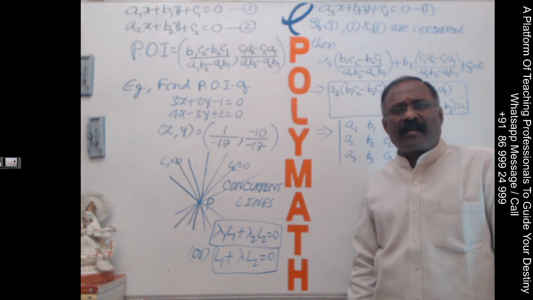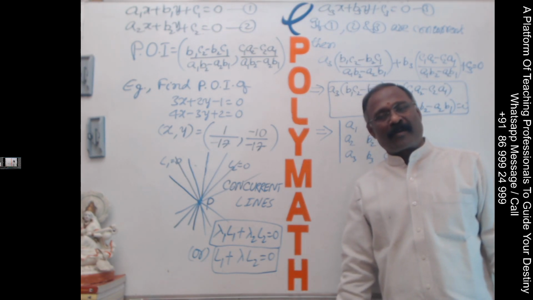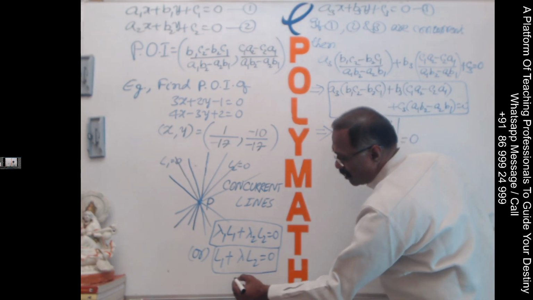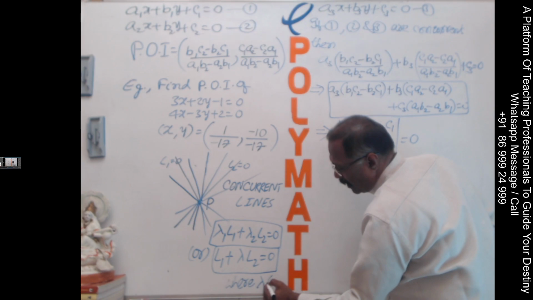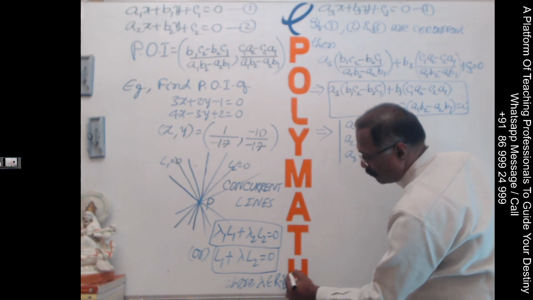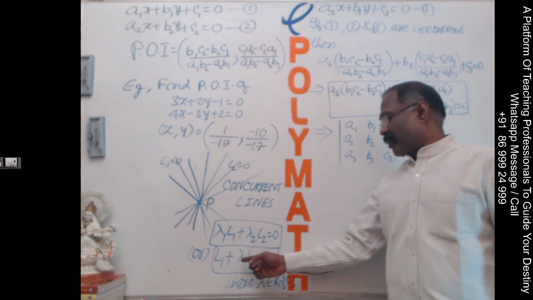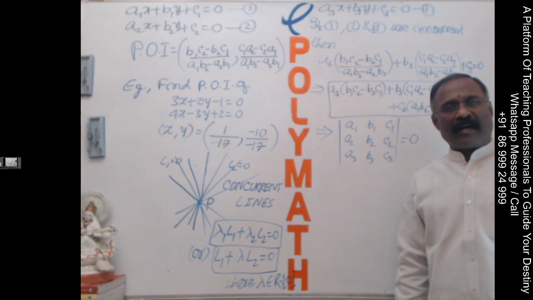So this will give you the set of concurrent lines for different values of lambda, where lambda belongs to R minus 0. Why minus 0? If lambda becomes 0, that will be a unique line, L1 equal to 0. You will get only one line.